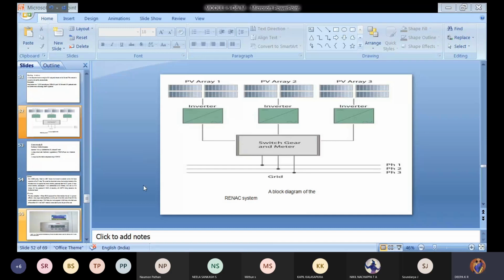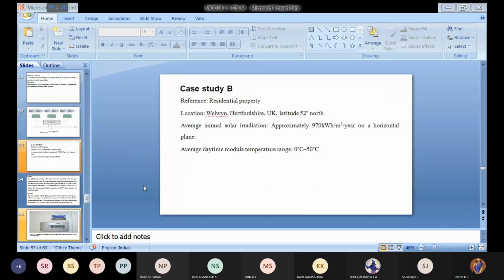So next we'll go to another case, that is case B. This is of a residential property, meaning the house application, and how it will vary. The location considered is the UK with a latitude of 52° north, and of course first we need to know what the annual solar radiation is. That is approximately 970 kilowatt hour per meter square per year, because we are considering a residential property.